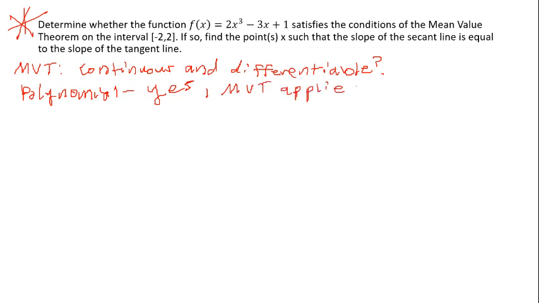Since the mean value theorem applies, we're going to find the points where the slope of the secant line is equal to the slope of the tangent line. In other words, we're going to figure out where the derivative is equal to the average rate of change. So we're going to find where the derivative equals the average rate of change.